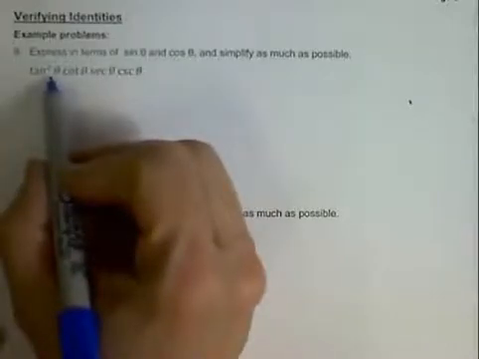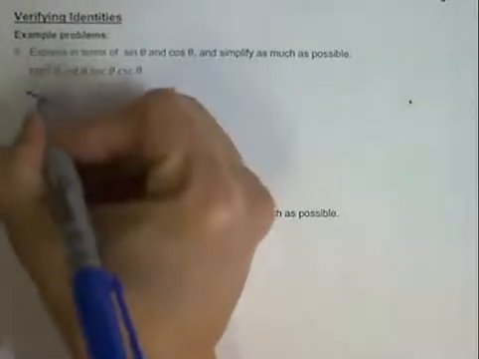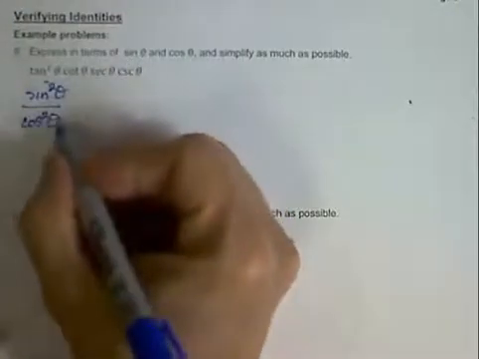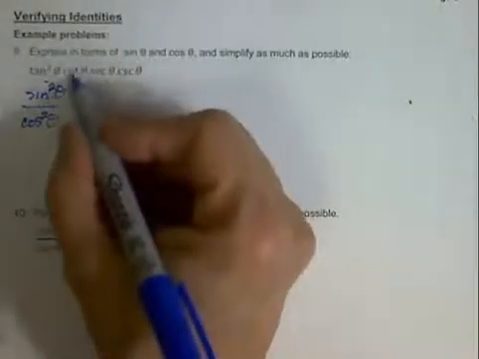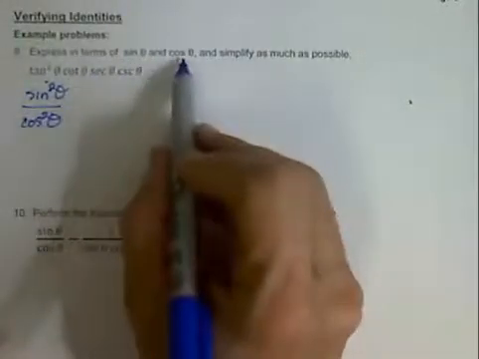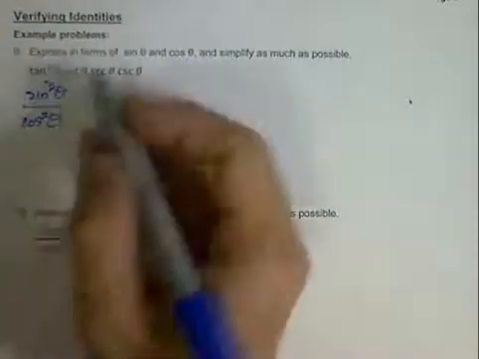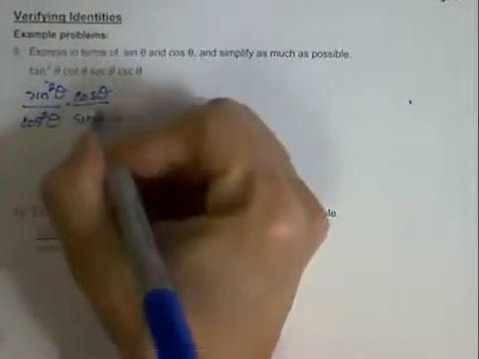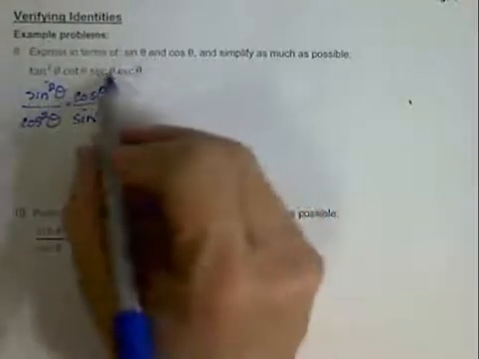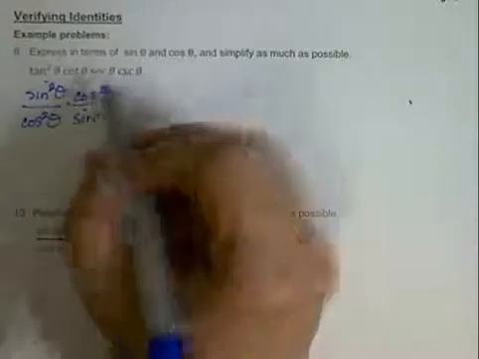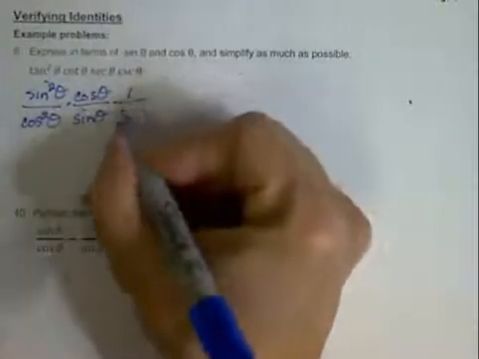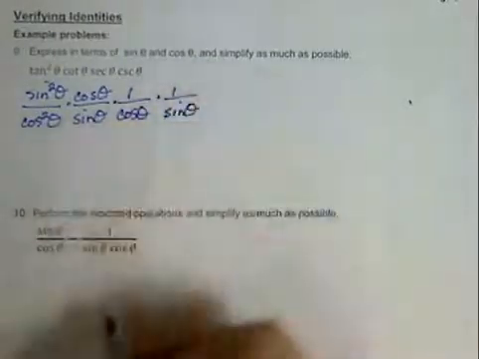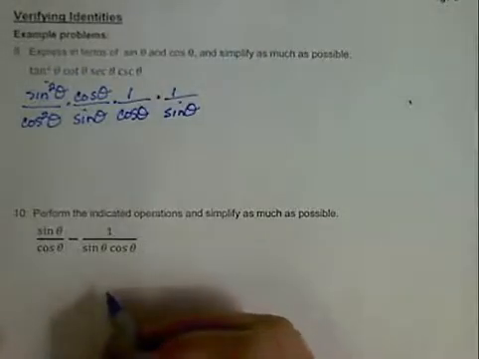Tangent is sine over cosine. That means that tangent squared would be sine squared over cosine squared. There we used a quotient identity. Cotangent, remember we're wanting to write these in terms of sine and cosine, so another quotient identity is that cotangent is cosine over sine. For both of these two, we'll use our reciprocal identities. Secant is 1 over cosine, and cosecant is 1 over sine. Now we have everything in terms of sine and cosine.